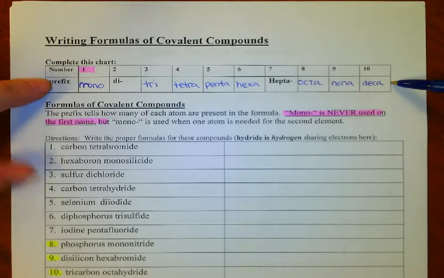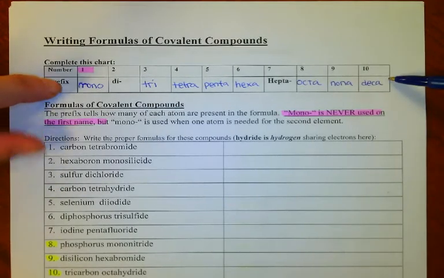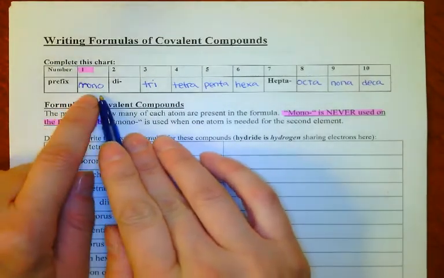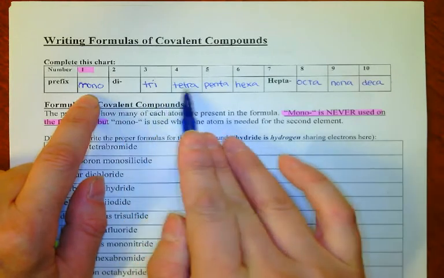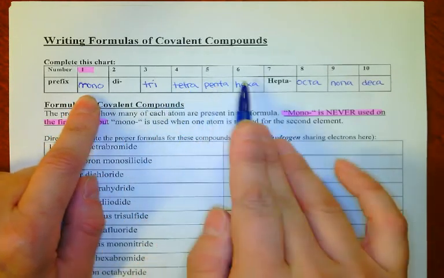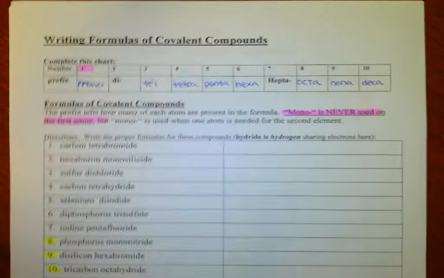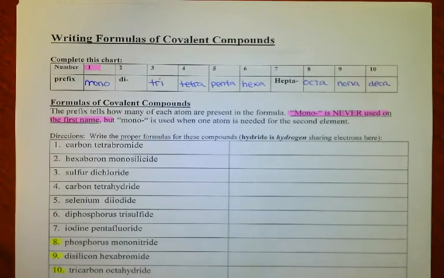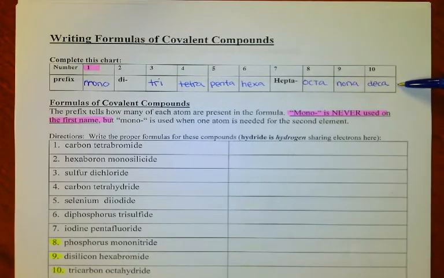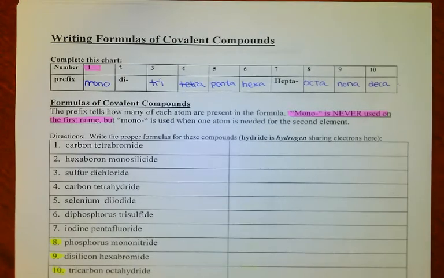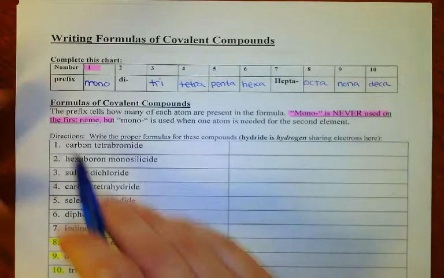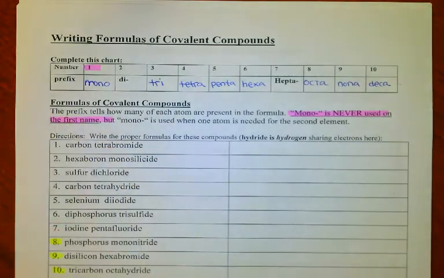The most important thing we did in our notes today was learn the prefixes for covalent, right? So mono is 1, di, tri, tetra, penta, hexa, hepta, octa, nona, deca. You have to memorize those 10. We'll use them often enough that it shouldn't be that hard. But as soon as you have these memorized, really the rest of covalent naming and formula writing becomes really, really easy. Okay. So what we're looking at now is formulas for covalent compounds.